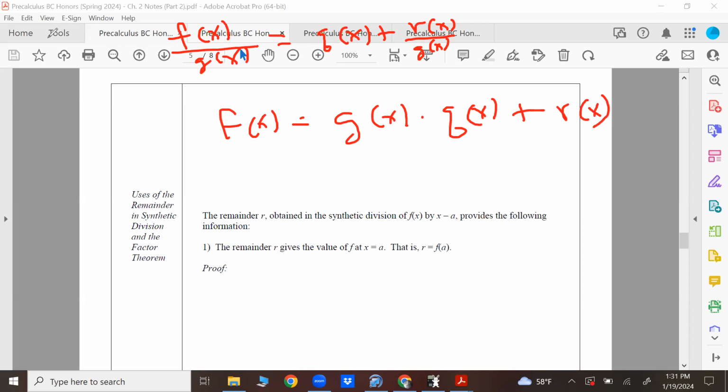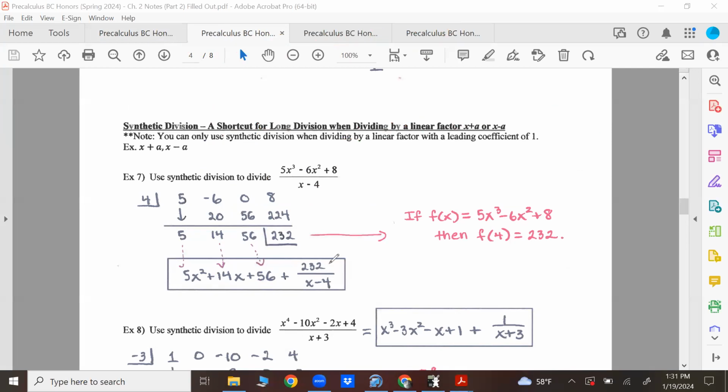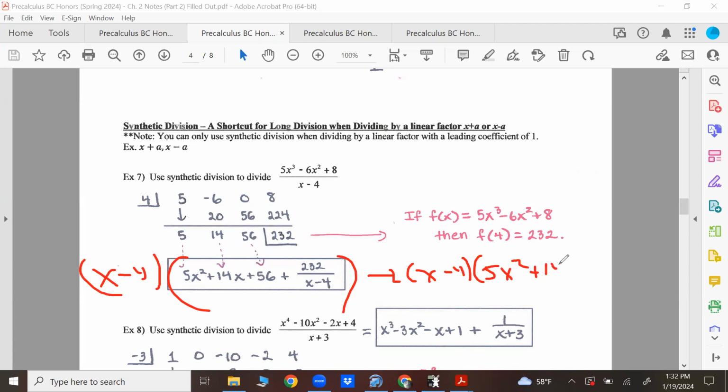So when we did polynomial division the other day, let me go back over here. When we did this, if I were to multiply the whole thing by x minus 4, after I distribute it, what would I have? I would have x minus 4 times 5x squared plus 14x plus 56, and then plus 232, because I have to distribute to the 232 over x minus 4.